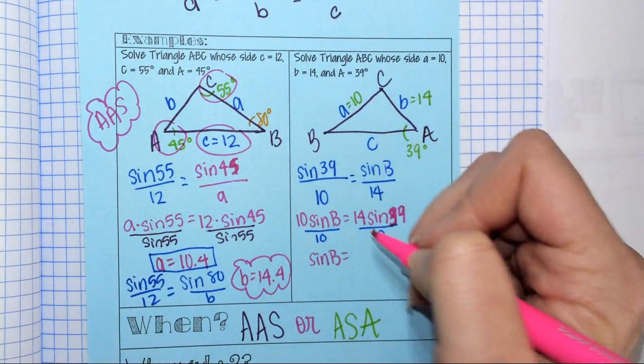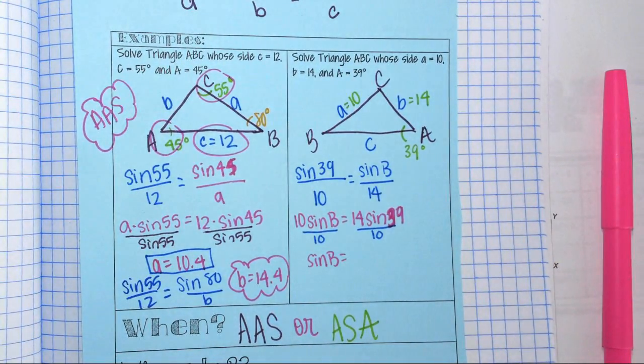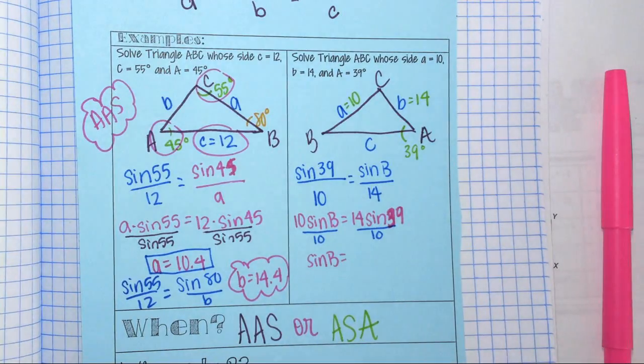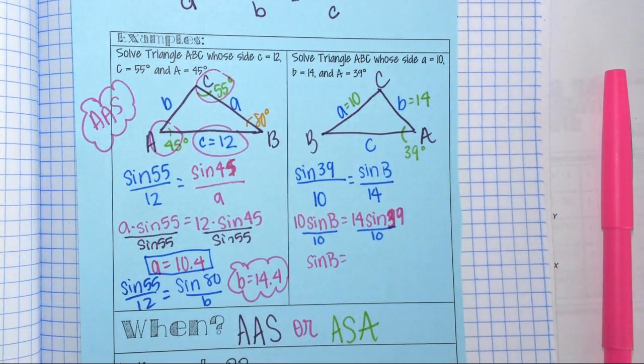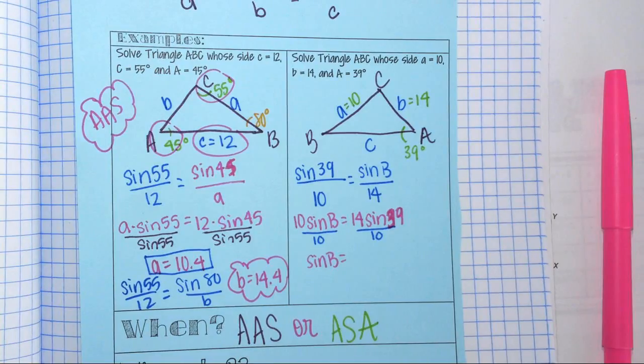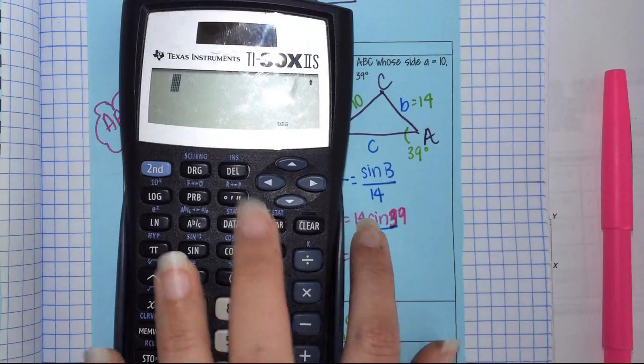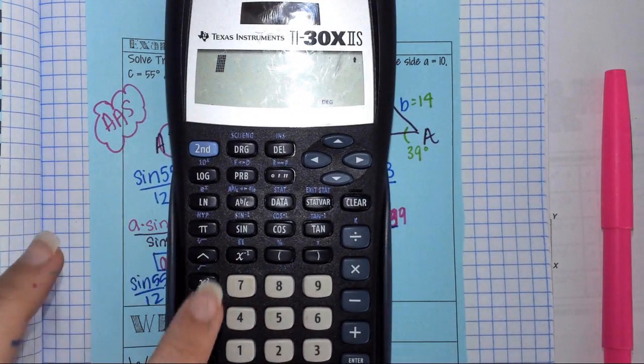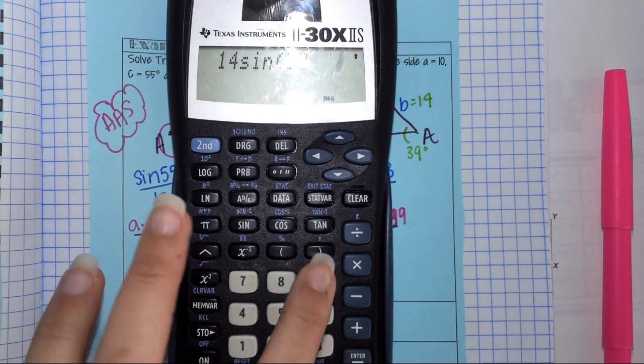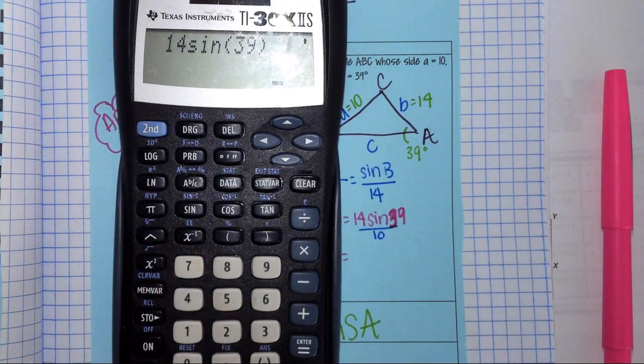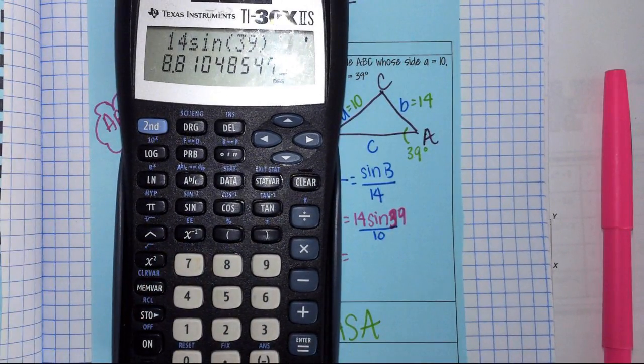Now this one I want to plug into our calculator together. Is everybody ready, or do we still need a moment? We're ready. Alright, so it's 14 sine of 39 divided by 10. So I want you to type in 14 sine of 39 and close your parentheses, and then hit equals. Make sure everybody gets 8.8104854 something.